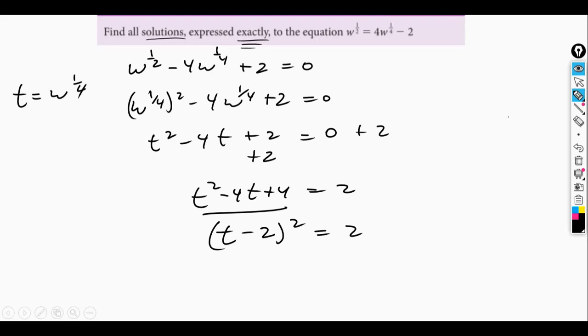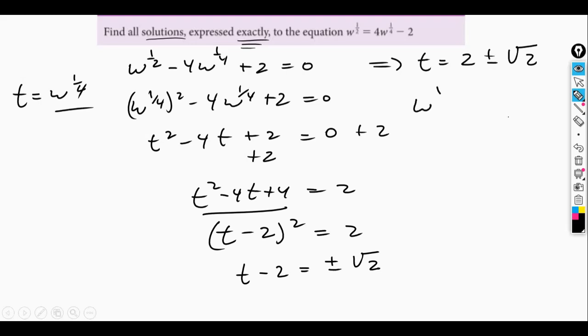Now, if we try to solve for t, we can do it this way. We can square root both sides. So it's going to be t minus 2 is equal to plus minus square root of 2. Therefore, t would equal 2 plus minus square root of 2. But remember that we said that t is equal to w to the 1/4. So w to the 1/4 is equal to 2 plus minus square root of 2.